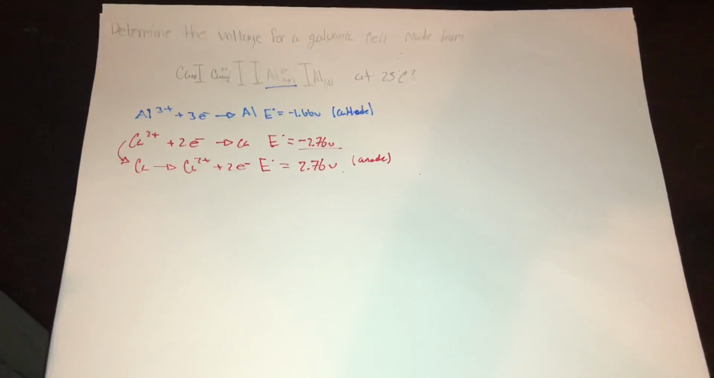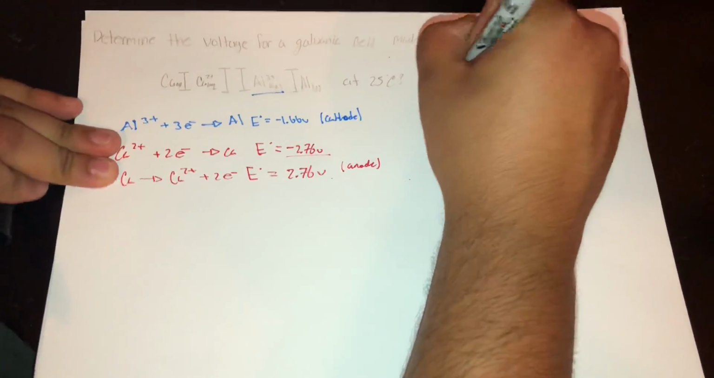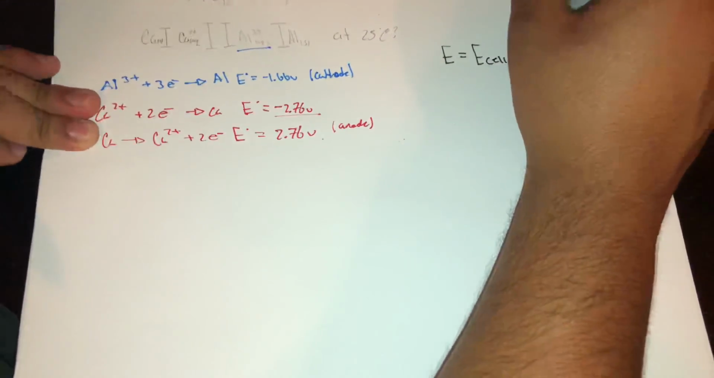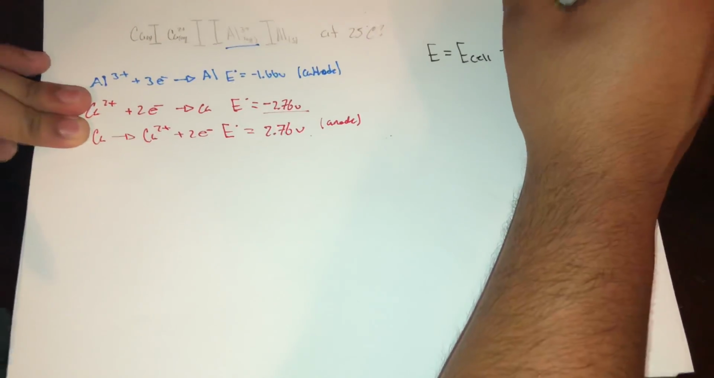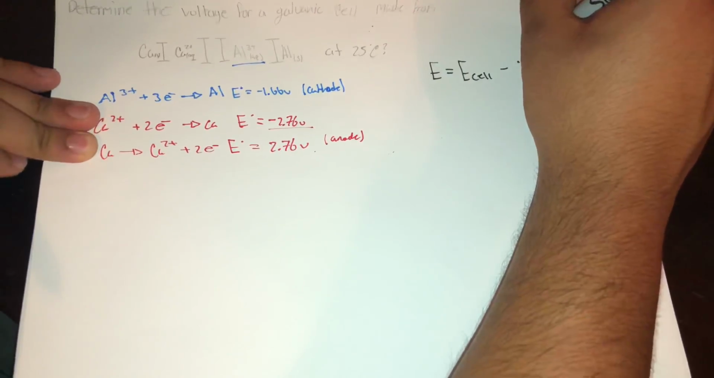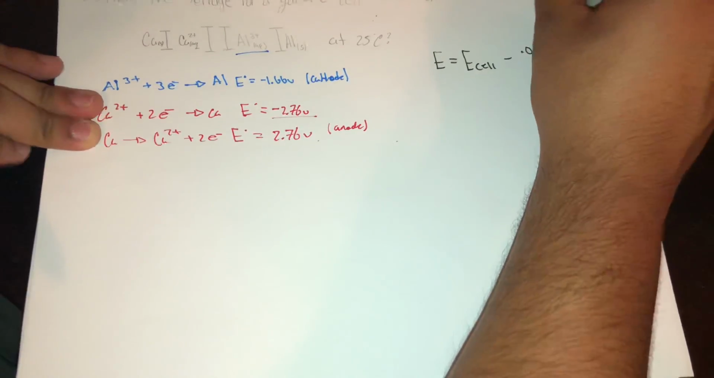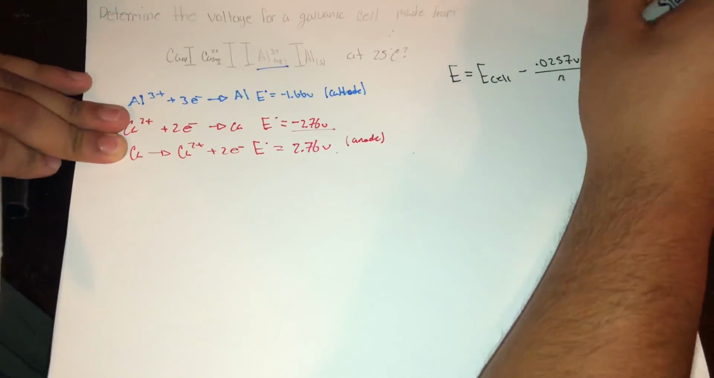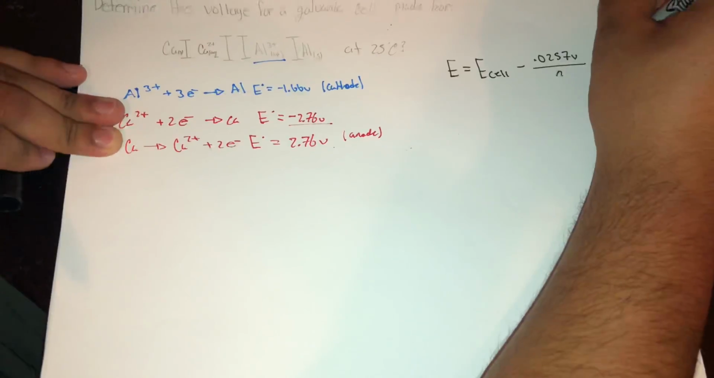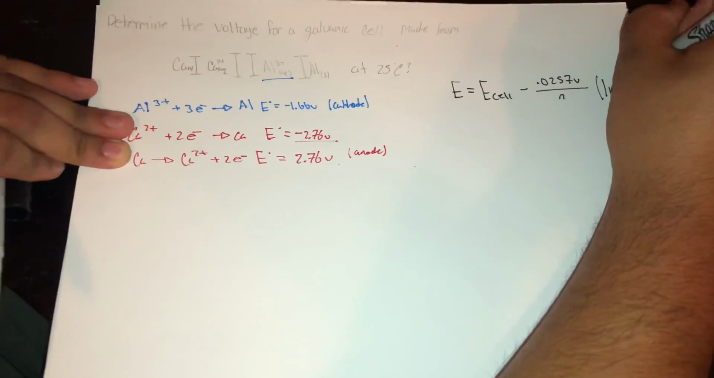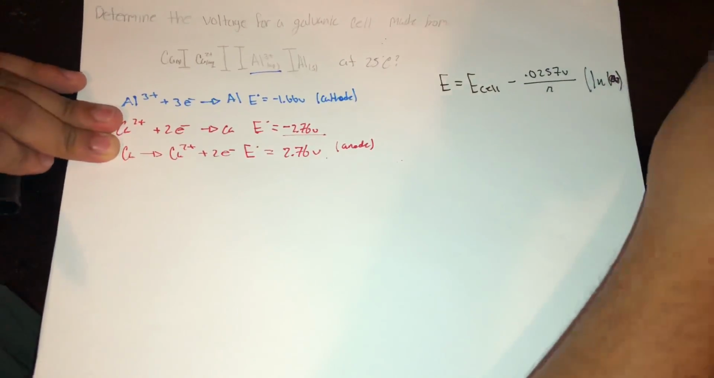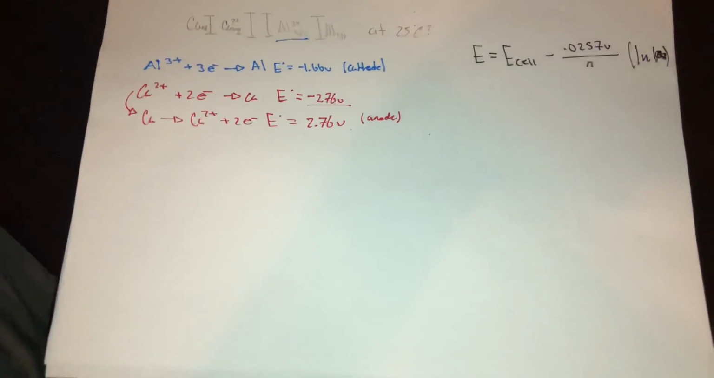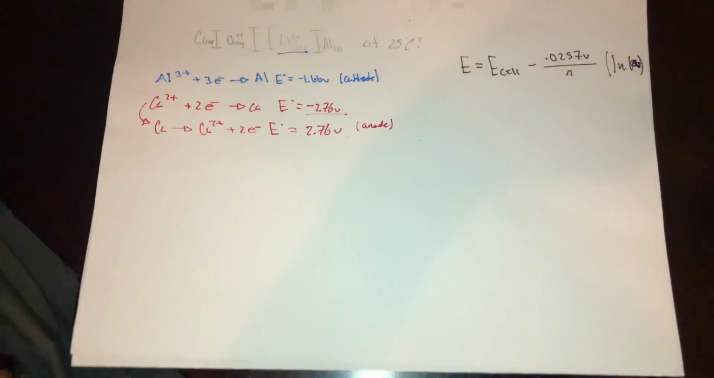After that, all you have to do is put it into the formula we're going to be using for this one, which is E equals E cell minus 0.0257 volts over N times the natural log of Q. The N is just the total number of electrons that you're going to be using.